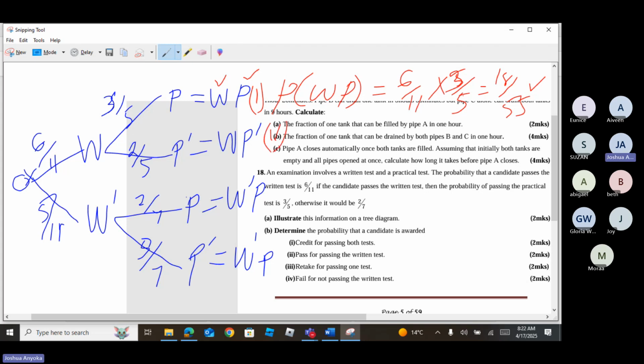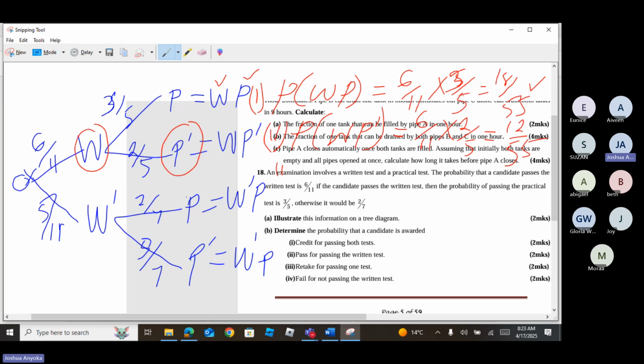Roman 2. A pass for passing the written exam. So for the written exam, it means we pass the written exam and we fail practical. So it is the probability that this person is going to pass the written exam but will fail practical, which is equal to, we multiply the probabilities along that branch, 6 over 11 times 2 over 5, which is equal to 12 over 55.